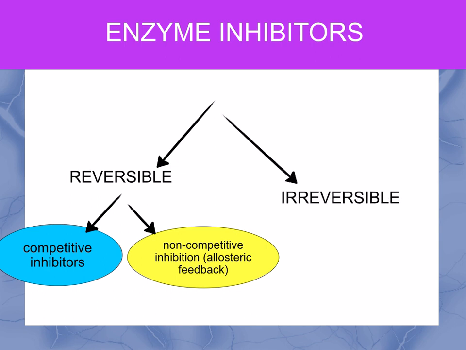Irreversible inhibitors bind very strongly to the active site, so they can't be removed, and therefore they permanently prevent the enzyme from functioning. So an example would be heavy metals such as mercury and silver.